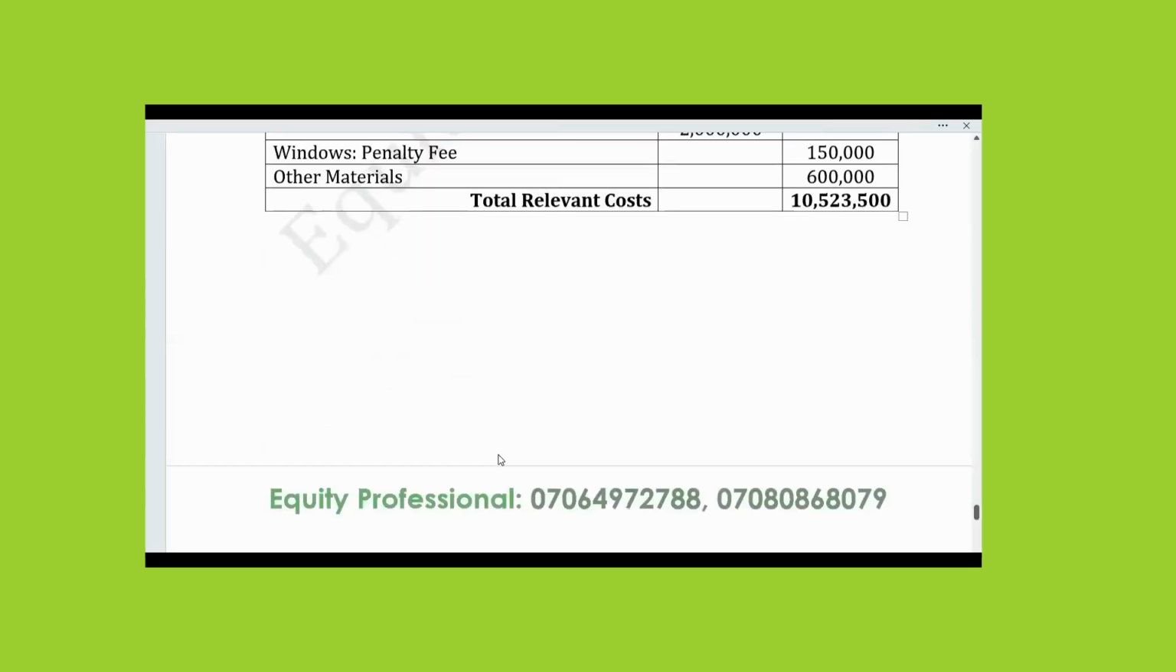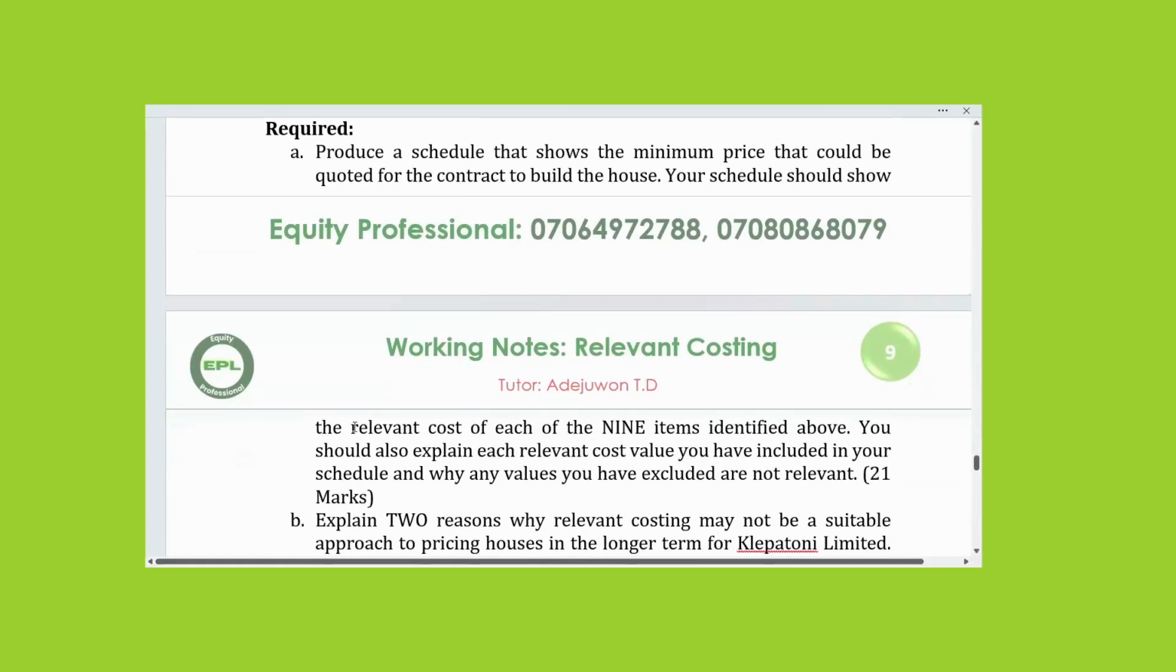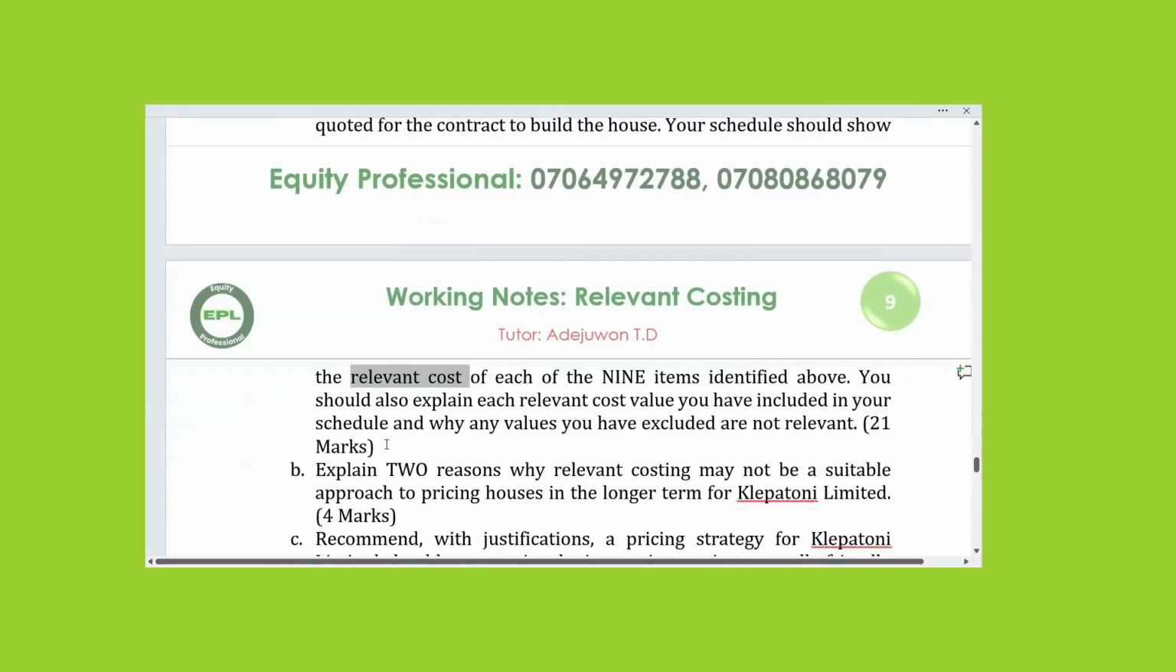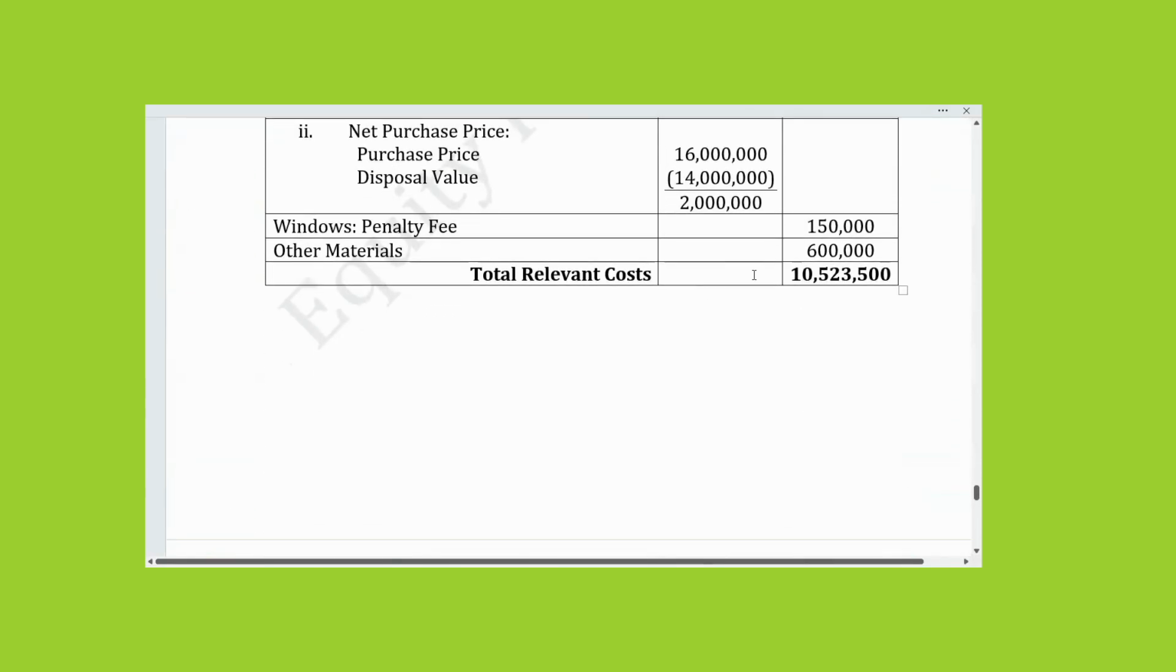So I'll go back to the question in the requirements. You have to produce a schedule that shows the minimum price that could be quoted for the contract to build the house. Your schedule should show relevant costs. You can see now the examiner is still emphasizing relevant costs. You should also explain each relevant cost value you have included in your calculation. You can never earn these 21 marks if you stop at 10,523,500 naira without explaining your assumptions. You can never earn your full mark.